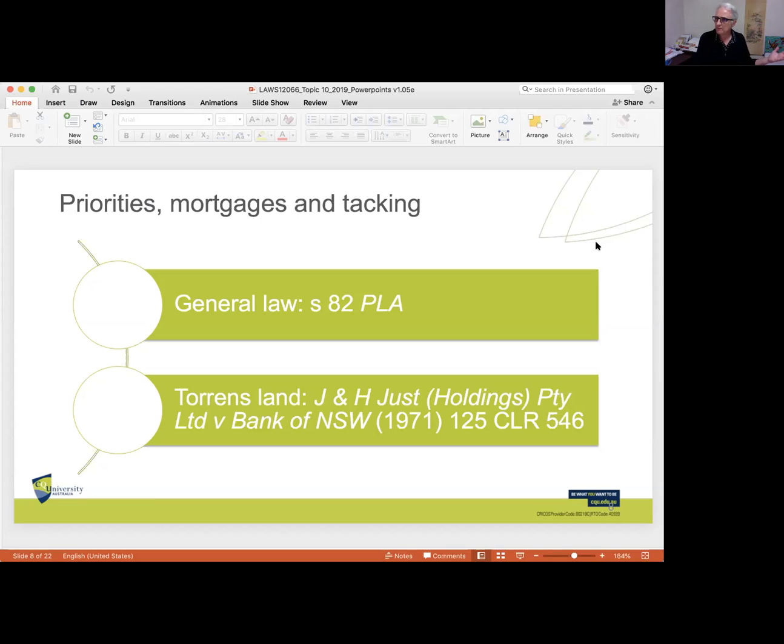Because again, when we think back to the earlier discussions around indefeasibility, the loan contract and its terms, of course, are not registered under the Torrens system. What's registered is the mortgage and the terms of the mortgage. And when you do a title search, all you see is the registered number of the mortgage, and then you can go and follow that up and you can look at what's in the mortgage.